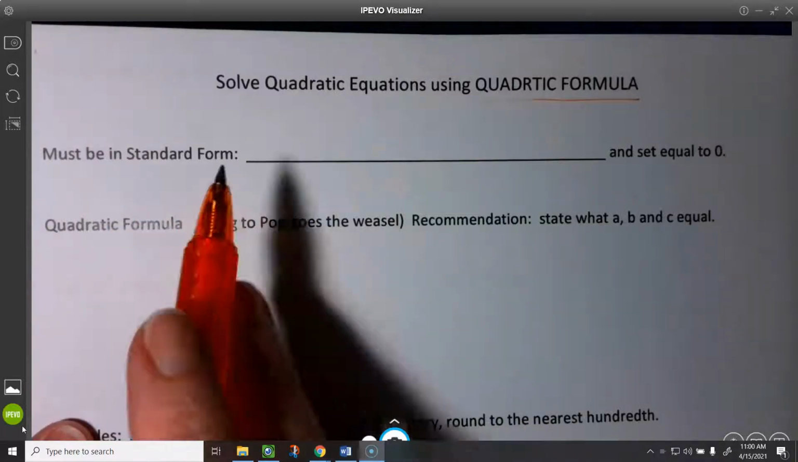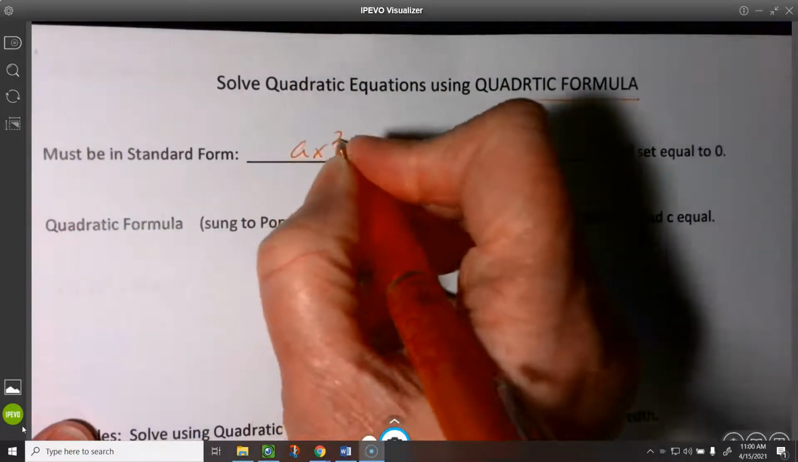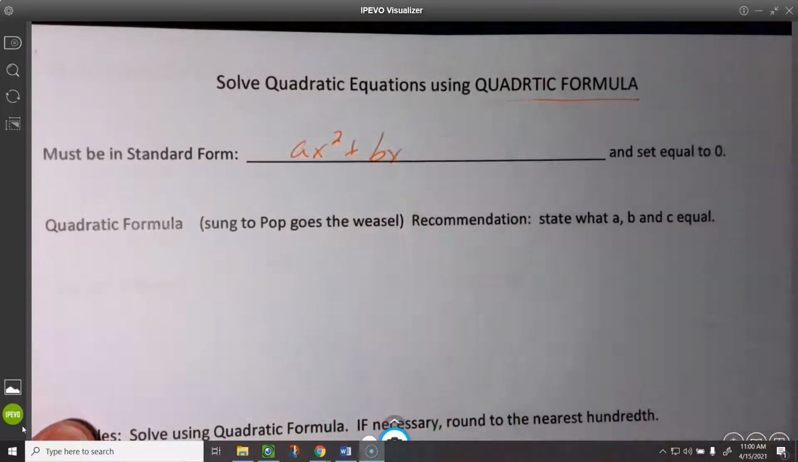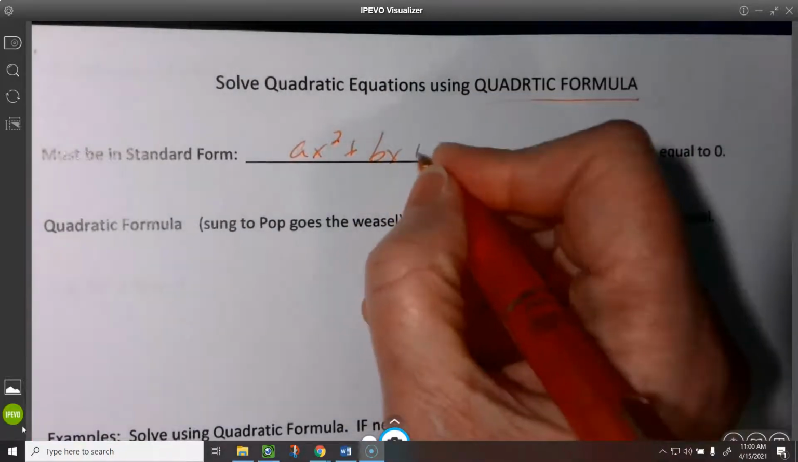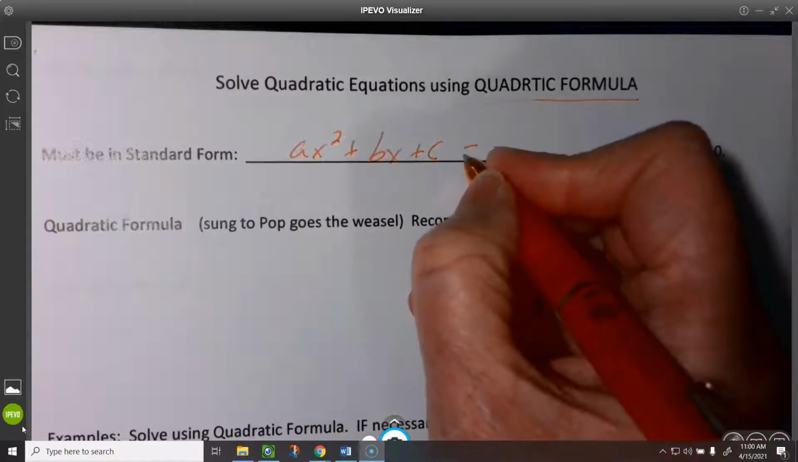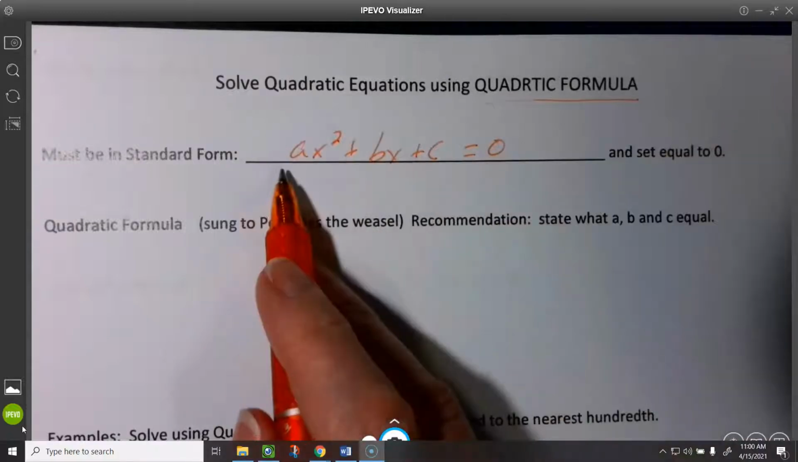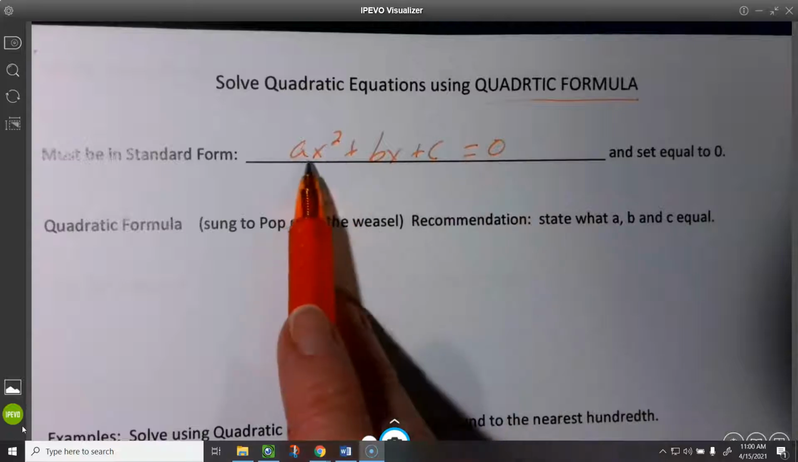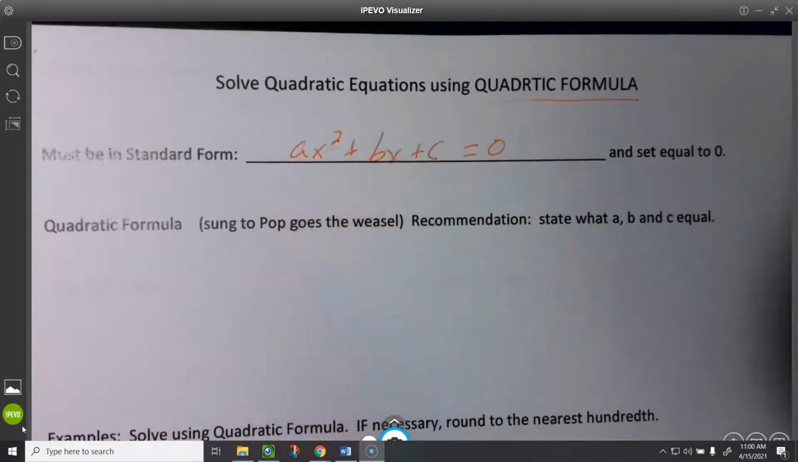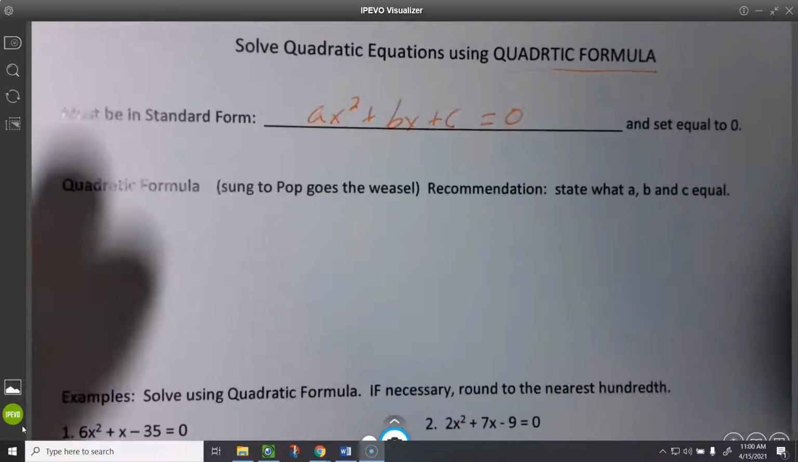It must be in standard form. So you have to have ax squared plus bx plus c, and it has to be set equal to 0. So you want everything on one side, 0 on the other, and you need to know what a, b, and c are. Okay, that is crucial. So we're going to learn quadratic formula.